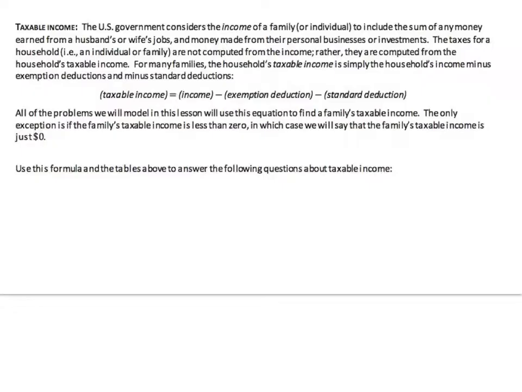We're using them all. First of all, what is taxable income? The U.S. government considers the income of a family or individual to include the sum of any money earned from a husband or wife's jobs and money made from their personal businesses or investments. The taxes for a household, for an individual or a family, are not computed from the income, rather they are computed from the household's taxable income. So taxable income and income are not the same. Income should be much higher than what we actually get taxed on.